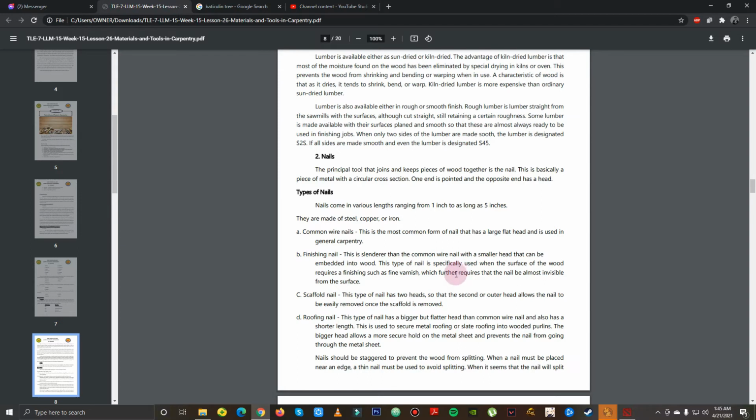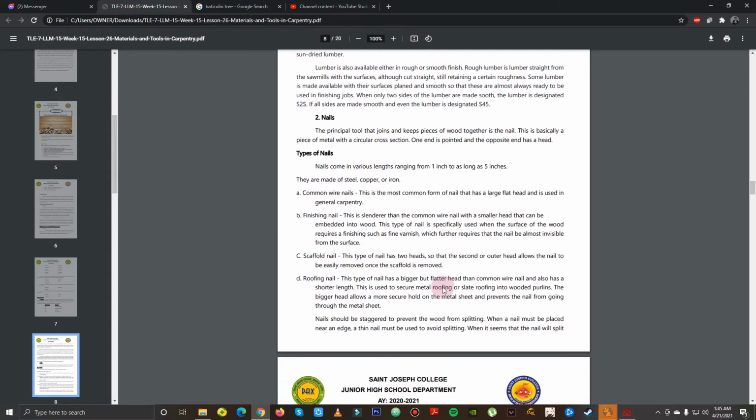This type of nail is specifically used when the surface of wood requires finishing such as fine varnish, which further requires the nail is most invisible from the surface. Okay? Finishing nail, gamay ni siya og head. So when you borrow it inside the wood, you can hardly see it because it has a small head. Finishing nail is usually used for furnitures.